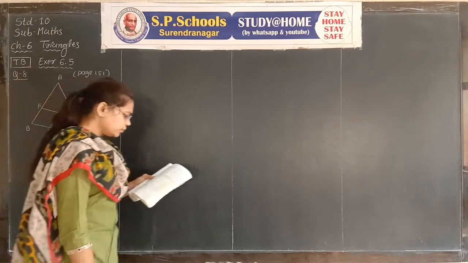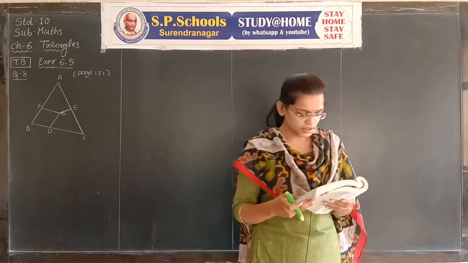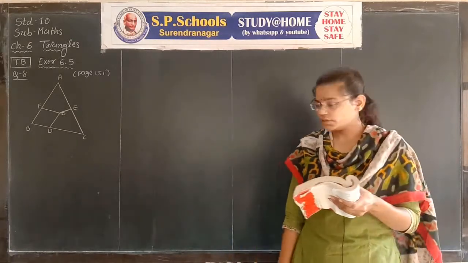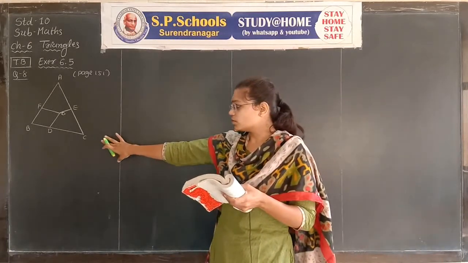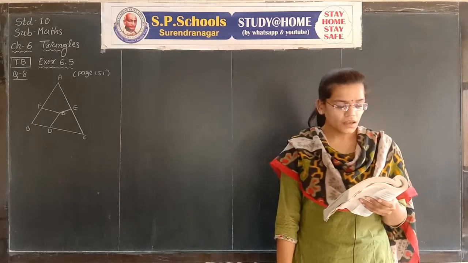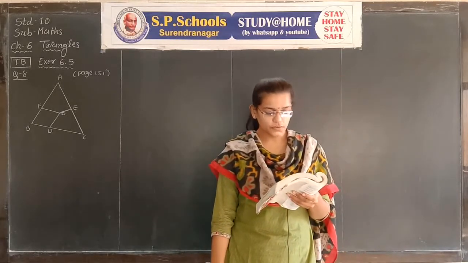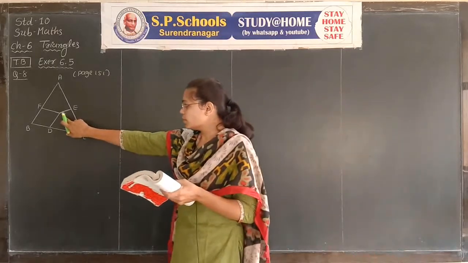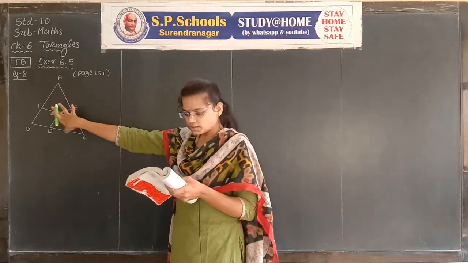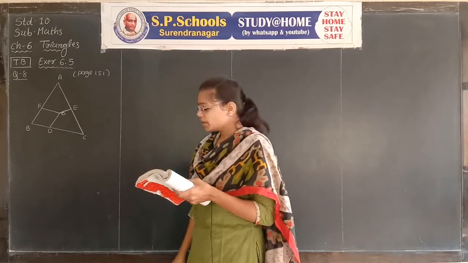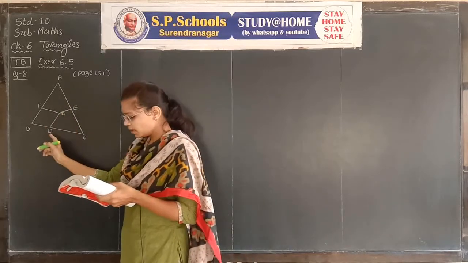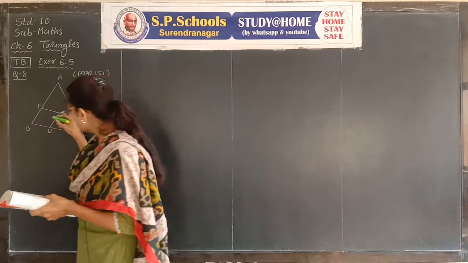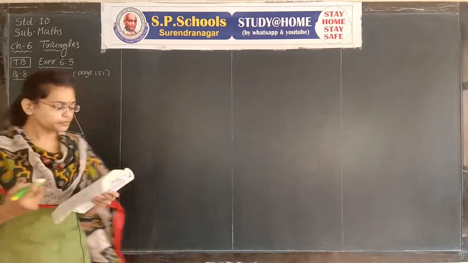On page number 151, question number 8, figure 6.54. The figure is drawn on our blackboard. In figure 6.54, O is a point in the interior of triangle ABC. OD is perpendicular to BC. Here the right angle is given.